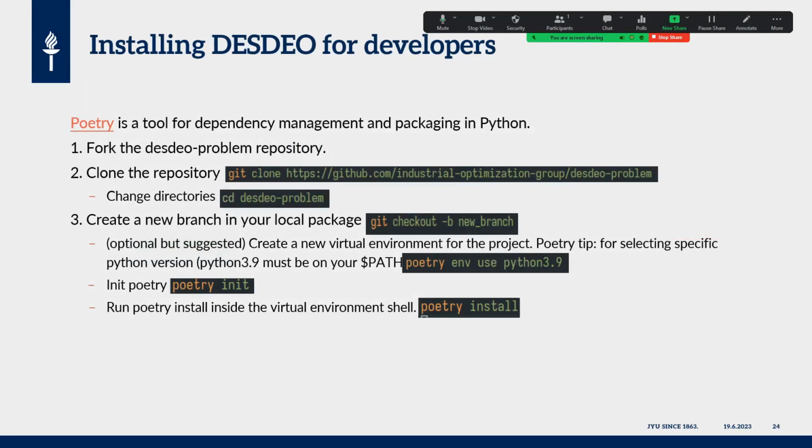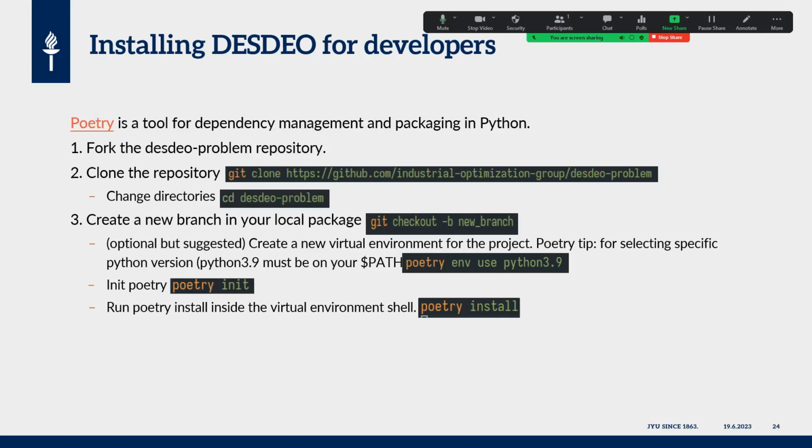But when you install DESDEO and you want to develop it, or you want to work with it as more of a power user, you need to use Poetry, which is a tool for dependency management and packaging in Python. And I went over the parts, but I'll just rephrase it again: you fork and you clone the repository for DESDEO problem, and change the directory to the repository.